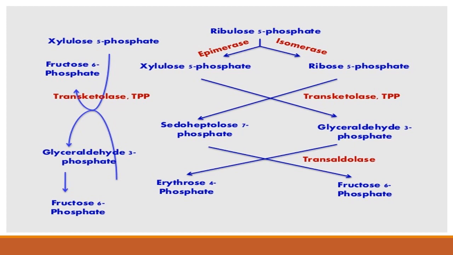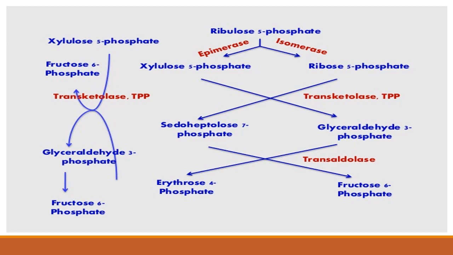Then in the next step, transaldolase brings about the transfer of a 3-carbon fragment from sedoheptulose 7-phosphate to glyceraldehyde 3-phosphate to give fructose 6-phosphate and 4-carbon erythrose 4-phosphate. Then in the next step, transketolase acts on xylulose 5-phosphate and transfers a 2-carbon fragment from it to erythrose 4-phosphate to generate fructose 6-phosphate and glyceraldehyde 3-phosphate.